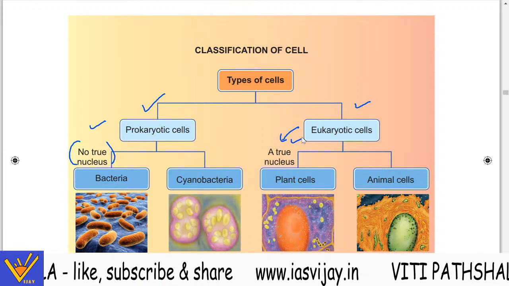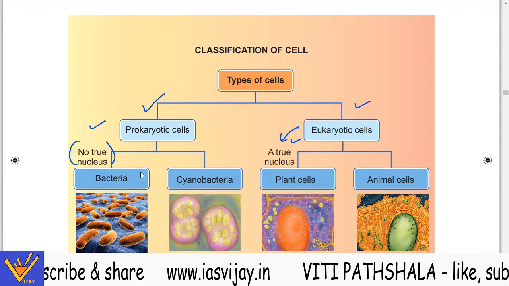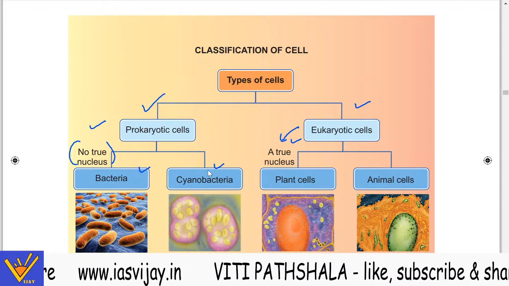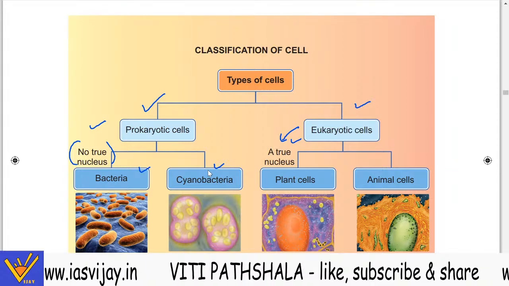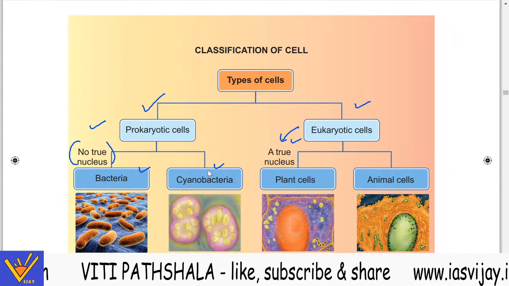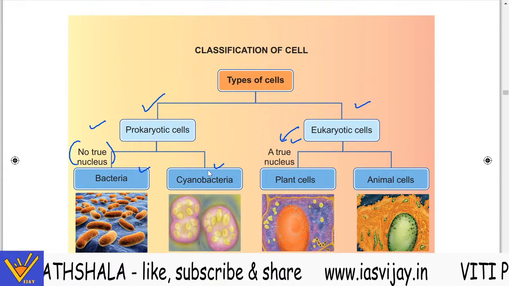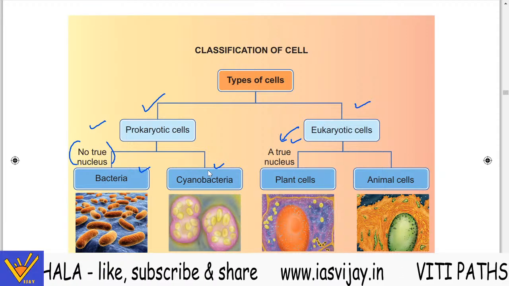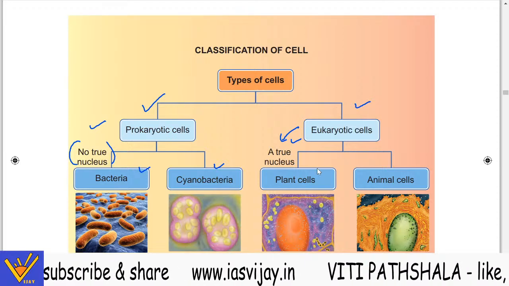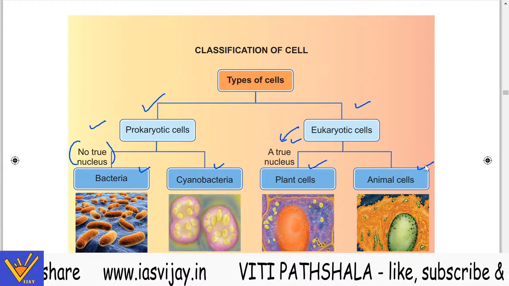Then the prokaryotic examples are bacteria. Then comes your cyanobacteria. So the examples of the prokaryotic cell are your bacteria, and the other one is your cyanobacteria. Then comes your eukaryotic. Eukaryotic have your nucleus. It comprises of a nucleus. Now these are your plant cell and the animal cell. So one is your plant cell and the other is your animal cell.